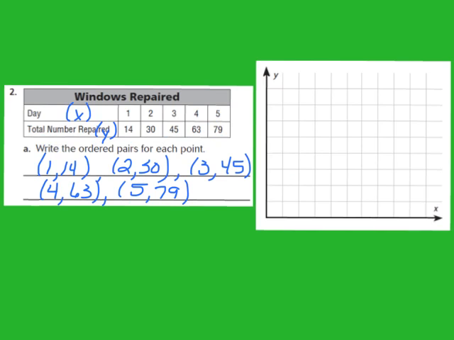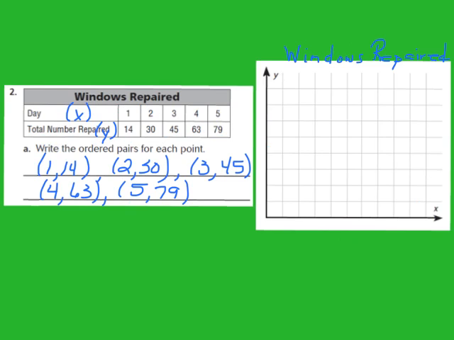Now, step number 2. We need to write a title for our coordinate grid. Now, when I look at our table, what I see is the table represents the number of windows repaired. So I'm going to go ahead and label our coordinate grid also as windows repaired. So we're going to go ahead and write that down as our title, and I want you to also add the title onto your grid as well. So we're going to make that windows repaired. And every graph should have a title so we know what the focus of that graph is about. What are we looking at?